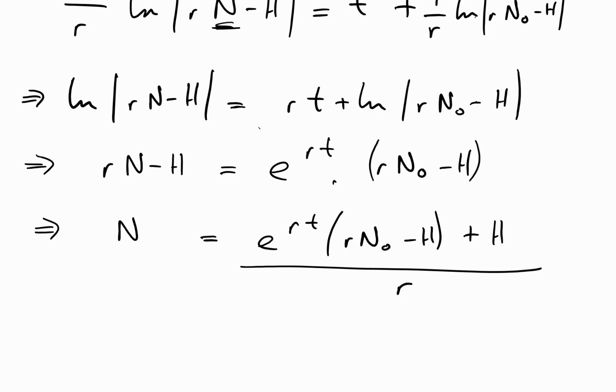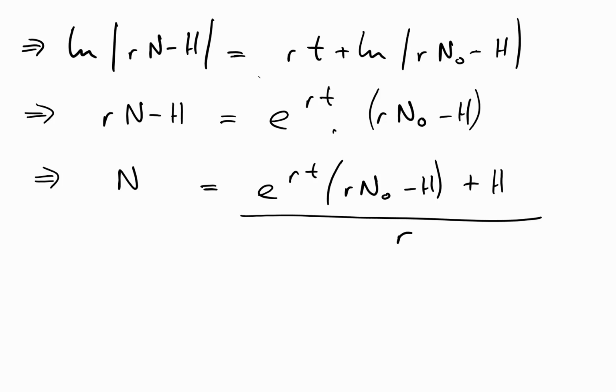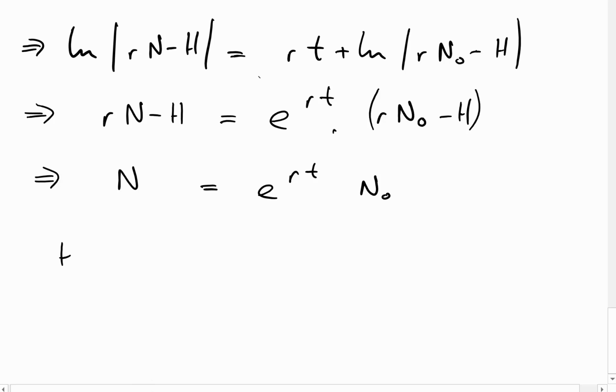So what does this mean now? Well, let's set h equals 0. So this is 0, and this is now 0. So this is what we end up with. I can cancel the r's off, so I've just set h equal to 0.